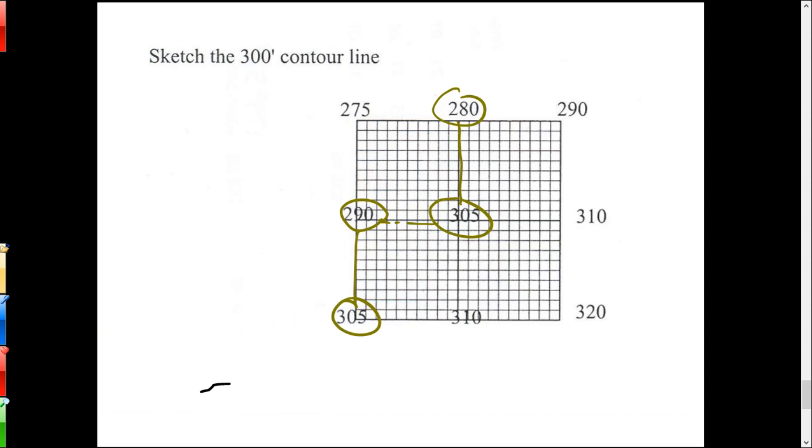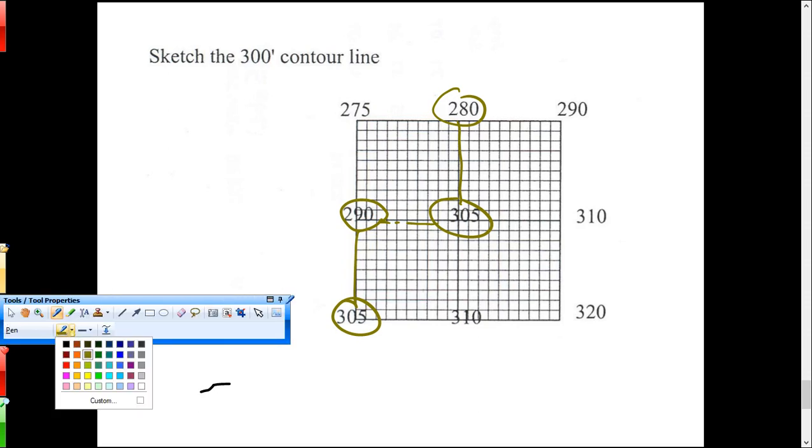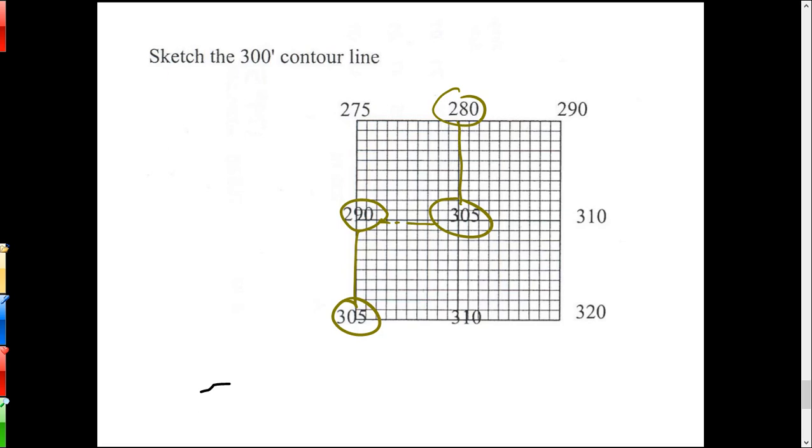Where's the other? Oh, on the diagonal? Yeah, we'll get that later. So the diagonals usually I kind of look at next. So we'll start with the main grid points. Okay, so 305 and 280, there's a 25-foot difference. So we're 5 out of 25, so that's about 20%.